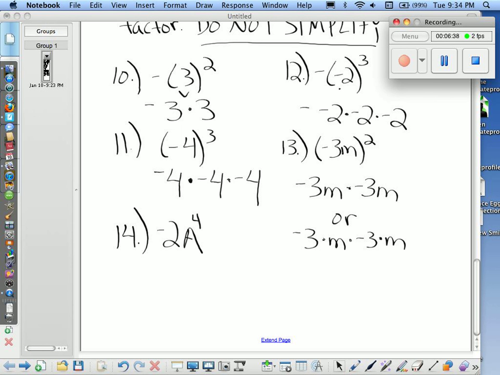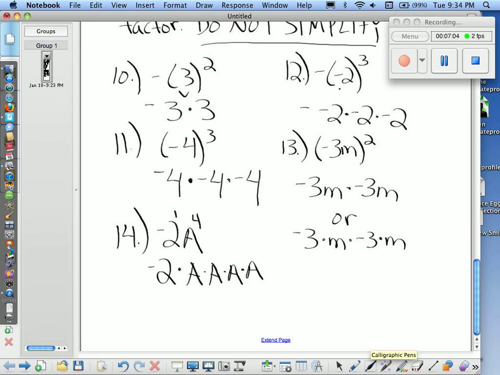Number 14, this one is commonly missed. This -2 right now is being raised to the first power. So we're only repeating it 1 time. However, the a is being raised to the 4th power, so it's being repeated 4 times. Okay, that's being repeated 4 times. So a lot of people do this.